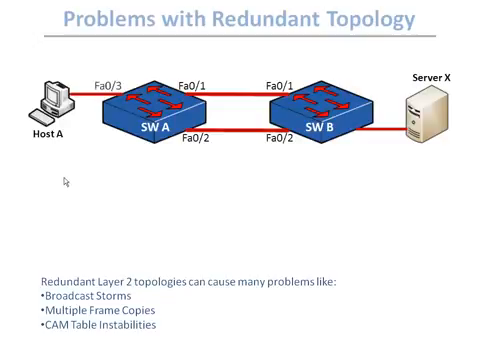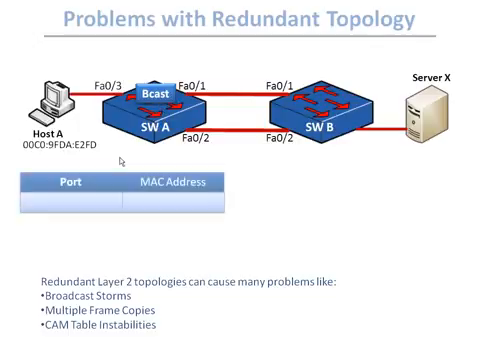Now imagine that host A is connected to switch A on F03, and host A's MAC address is this MAC address. When originally host A sent the broadcast, before sending it throughout all the ports except the originating one, as we already know, switch A will read the source MAC address of this frame, and it'll populate its table.